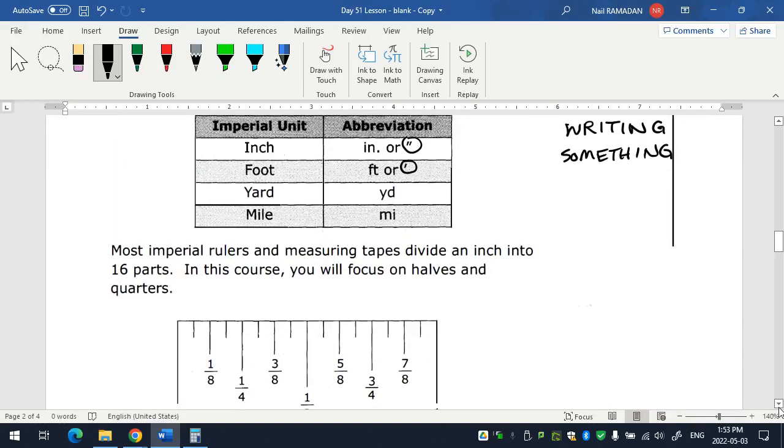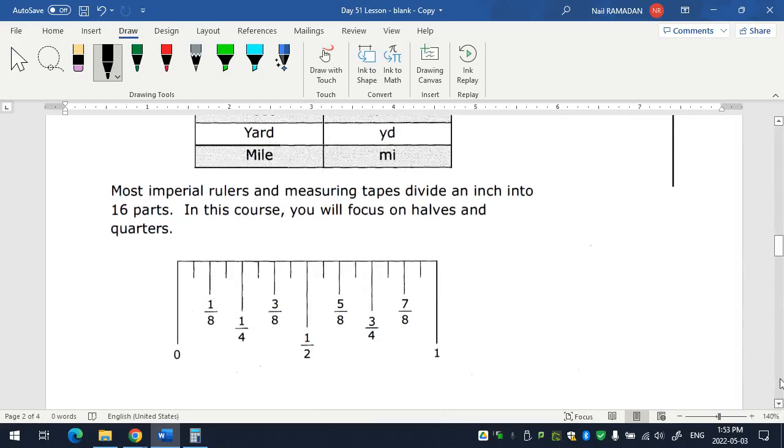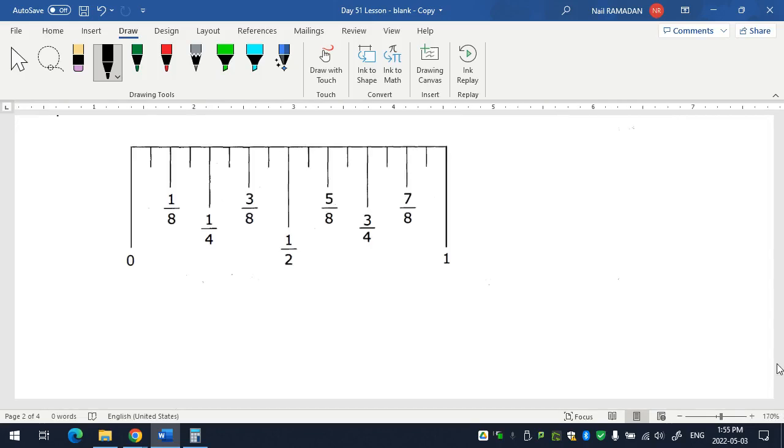Okay, here's where things are going to get, I don't want to say tricky. It's not, just new for us because we've dealt with metric for so long. Most imperial rulers and measuring tapes count how many small dashes are there? So 16 spaces, right? If you count the gaps, there are 16 gaps, right? How many here? Is it also 16? Yes, it's also 16. So if it's 16, how come they have 1/8, 1/4?